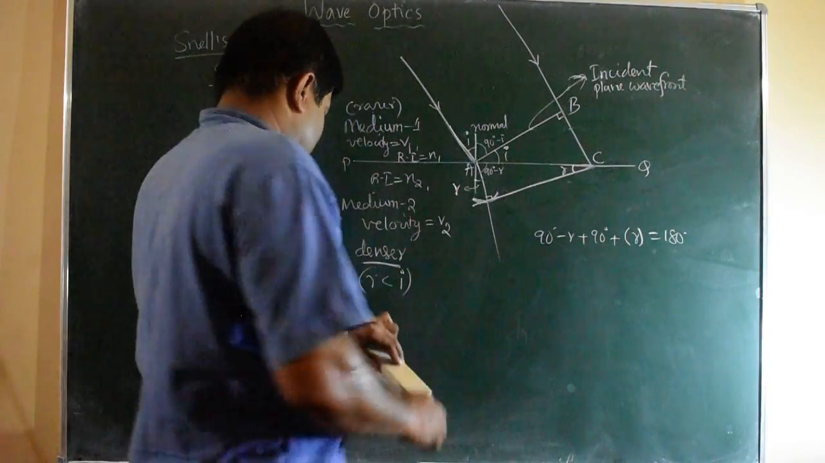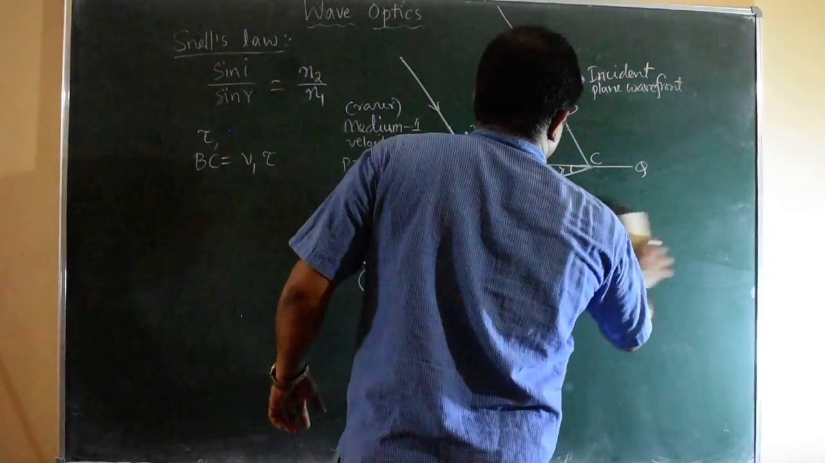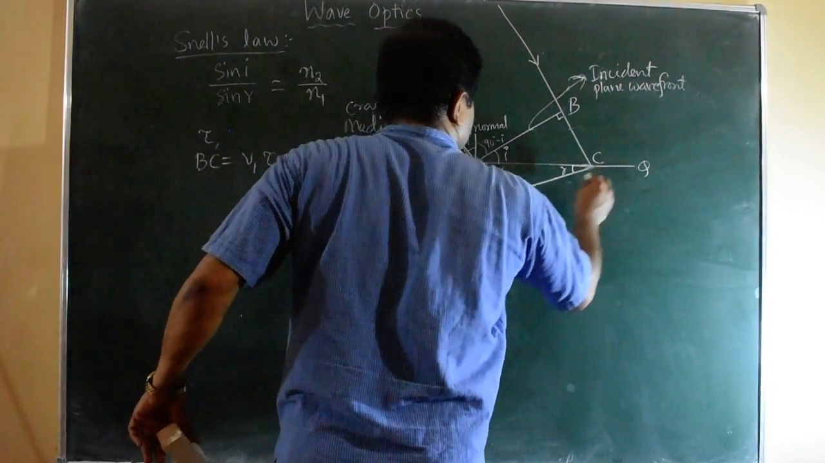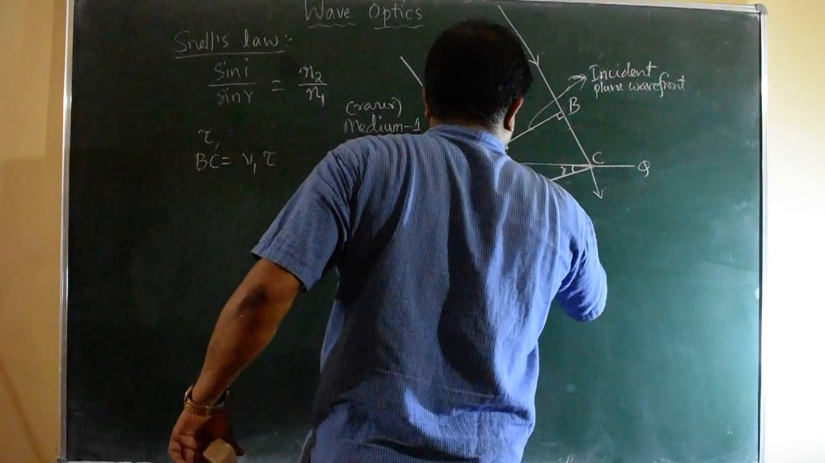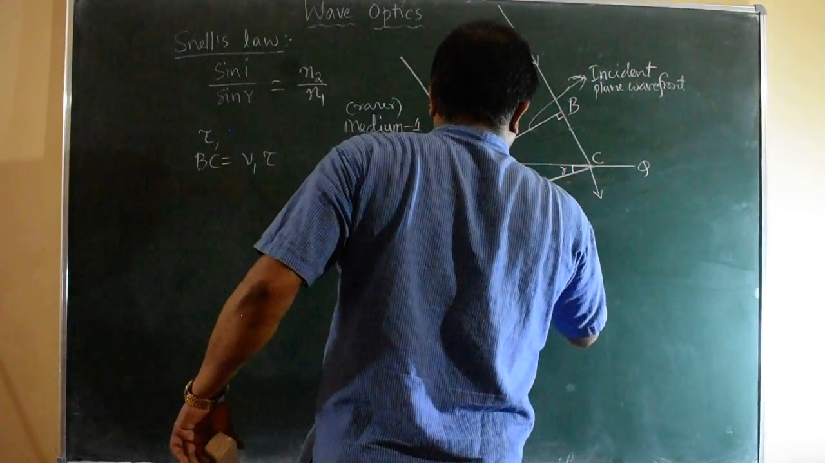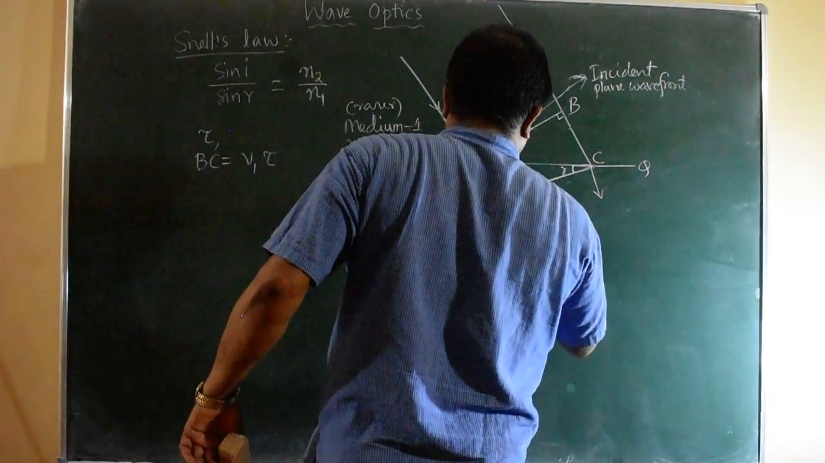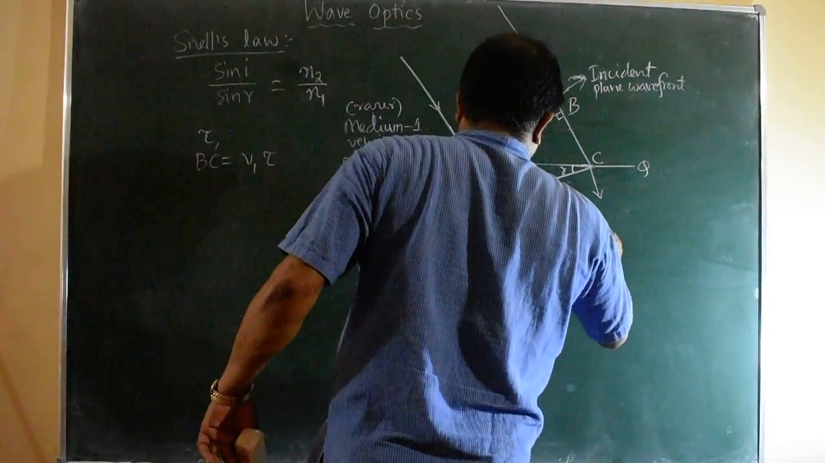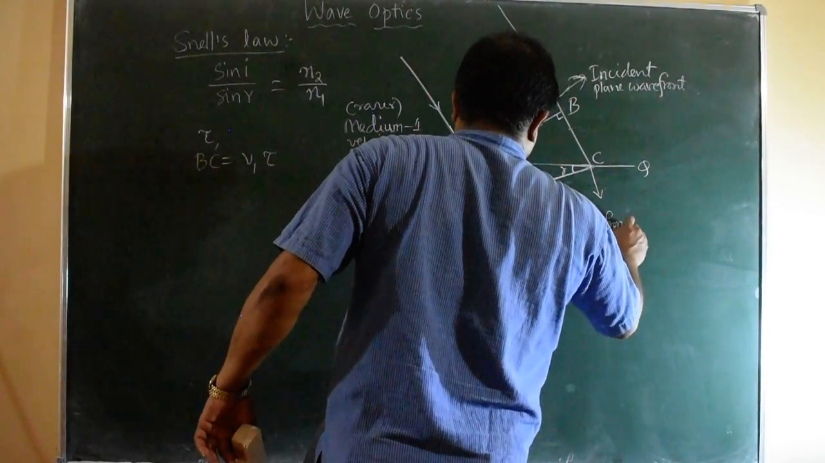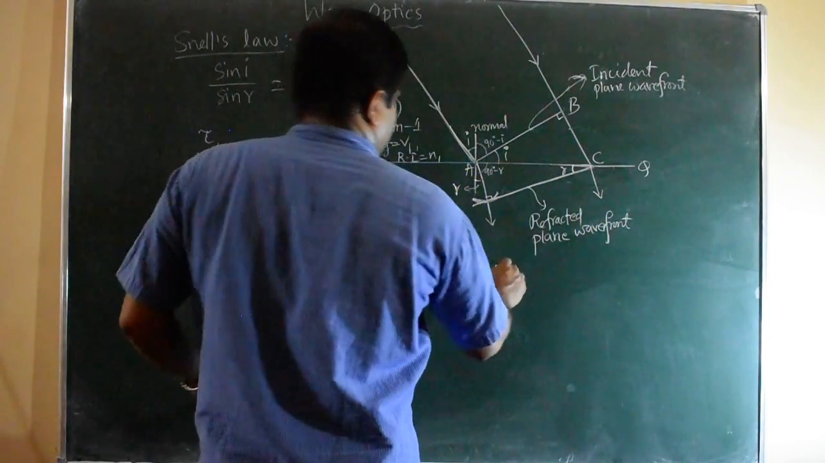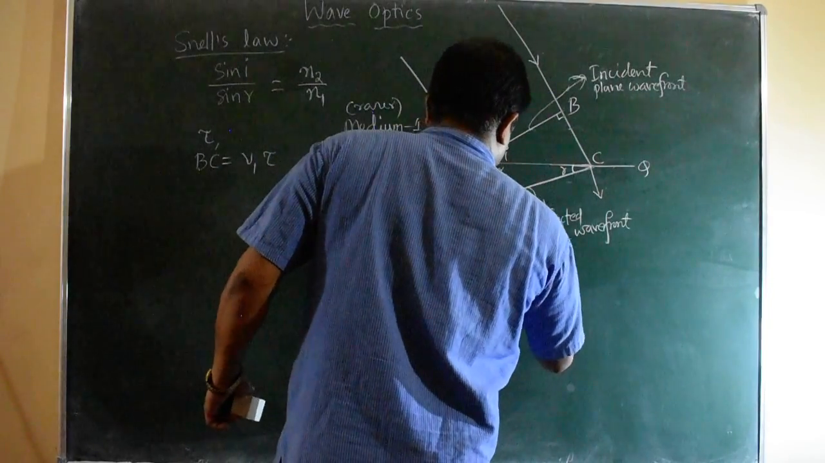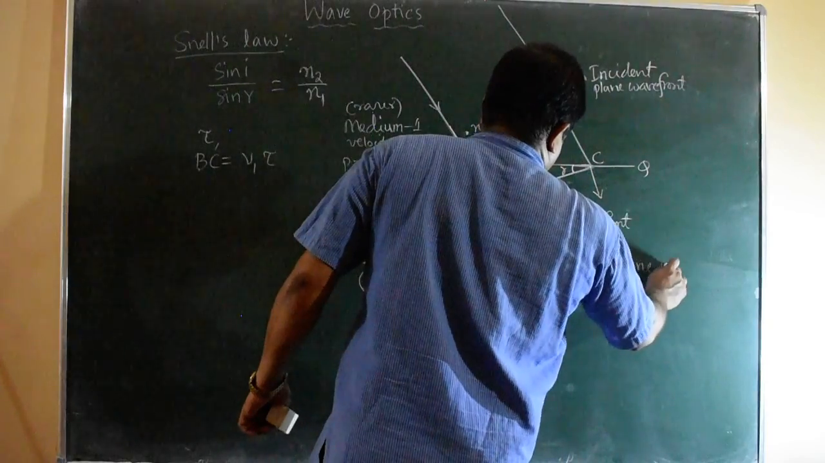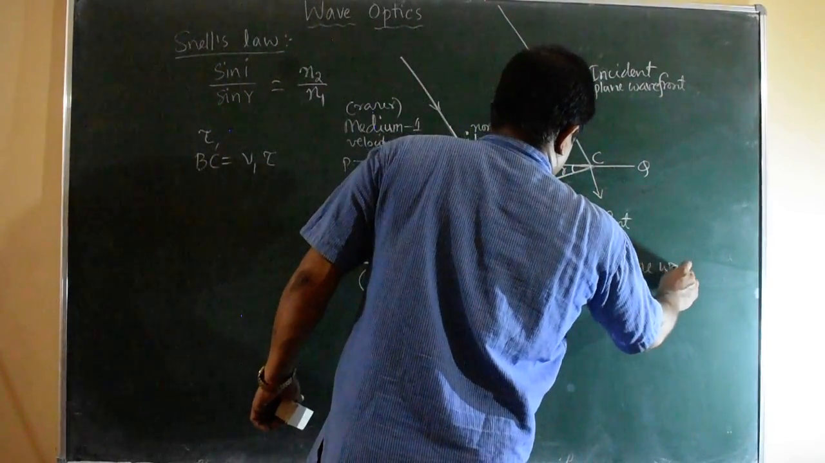Then what happens, you see? Now you see what happens. This is the refracted plane wavefront. So AB is the incident wavefront, the incident plane wavefront.